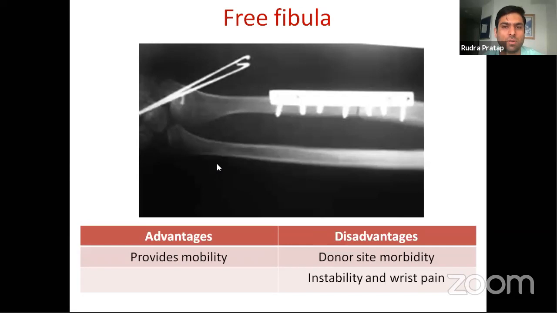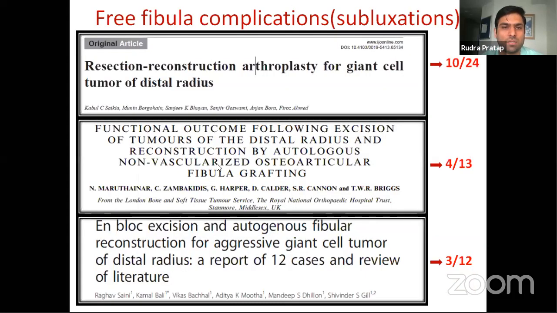The fourth option for reconstruction of distal radius defect is free fibula. The advantage of this procedure is that it provides mobility, but the disadvantage is that it leads to donor site morbidity like foot drop, and it can also lead to later instability and wrist pain in later life. So these are a few studies which show the incidence of subluxation of the wrist joint after a free fibula and subsequent painful joint, showing about 10 out of 24, 4 out of 13, and 3 out of 12 incidents.